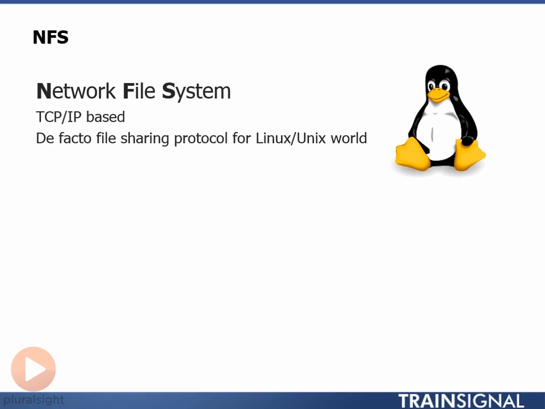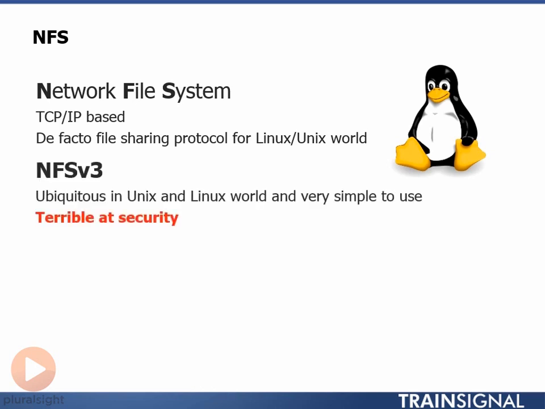In the NFS world, there are two major versions of the protocol: version 3 or NFS v3 and version 4 or NFS v4. NFS version 3 has been around for ages, and it's pretty much ubiquitous in the Linux and Unix world. It's a doddle to configure, but it's terrible at security.